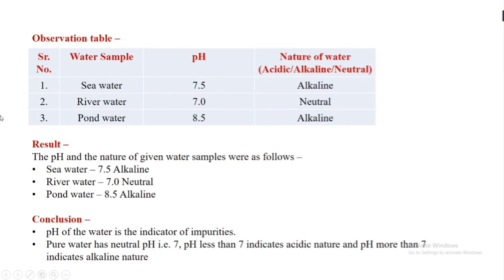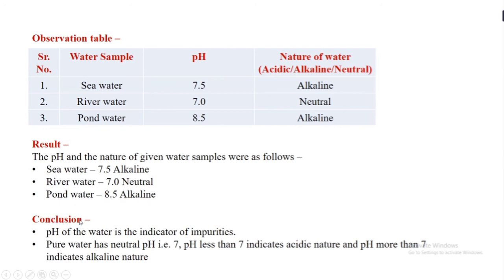Okay. So this is the observation table, and for the result you have to write three different results for three different water samples. The pH and the nature of the given water samples are as follows. Sea water, the pH was 7.5 and so it is alkaline. River water, 7, it is neutral. Pond water, it is 8.5 and it is alkaline again.